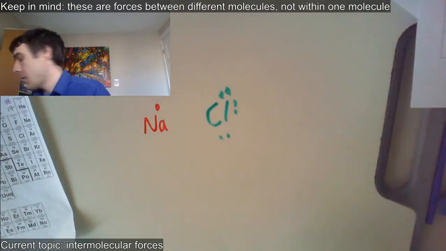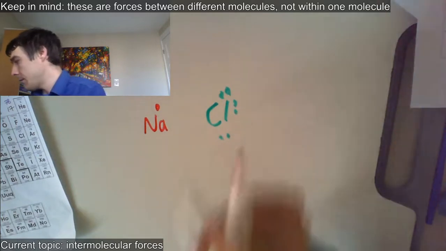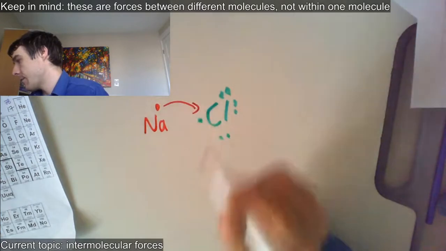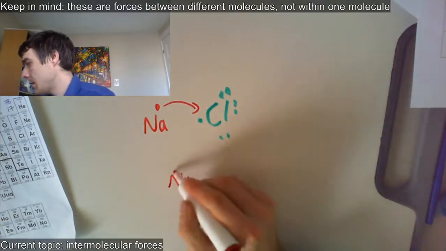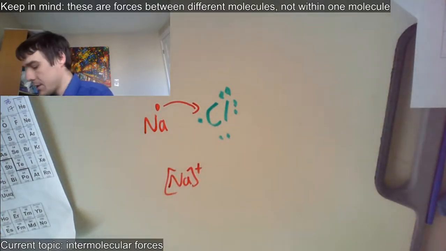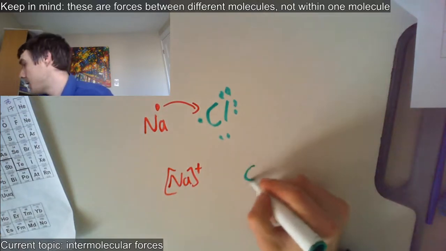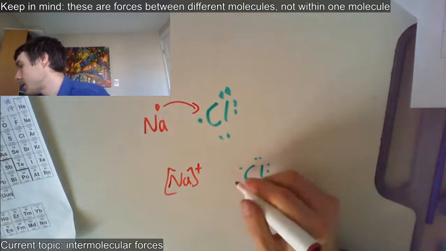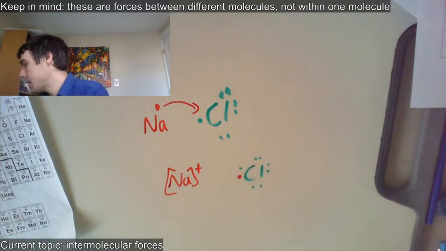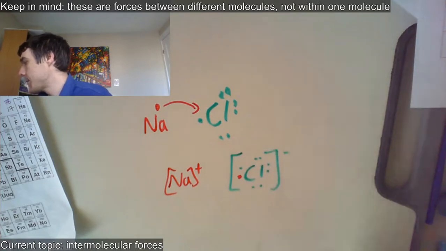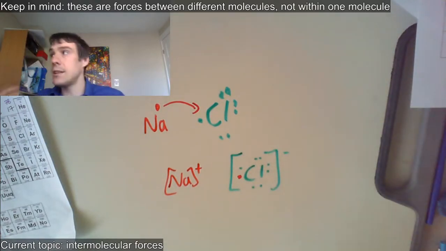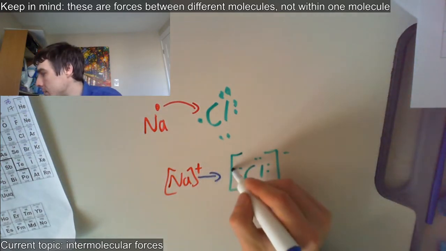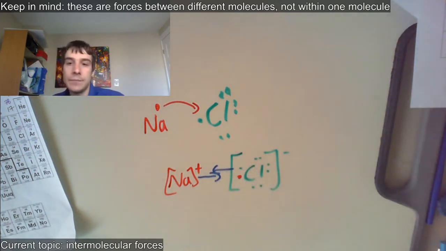When sodium loses its electron to chlorine, I've got to put another one in there. The sodium becomes positively charged, and the chlorine becomes negatively charged because it's got that extra electron that it stole from sodium. And pure electrostatic force pushes these two together.